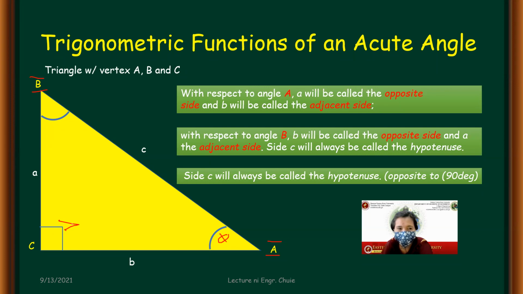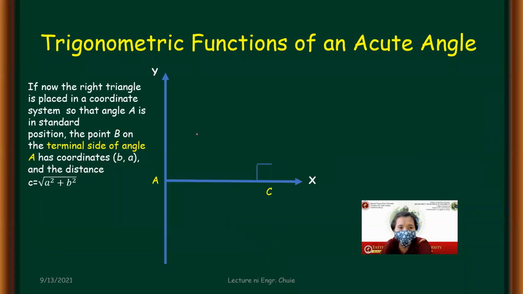Take note that opposite to angle A is small letter a, opposite to B is small letter b, the sides, and opposite to the 90 degrees is the hypotenuse, which we denote as small letter c. Okay, let's now move on.